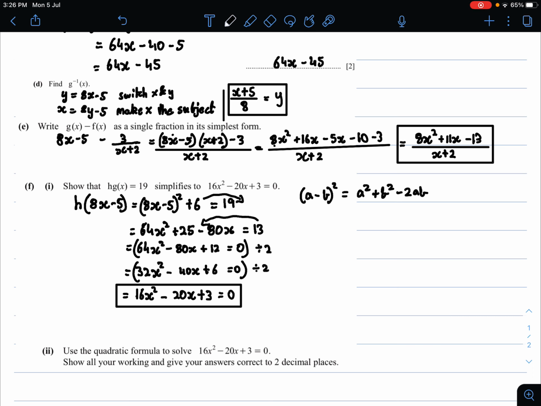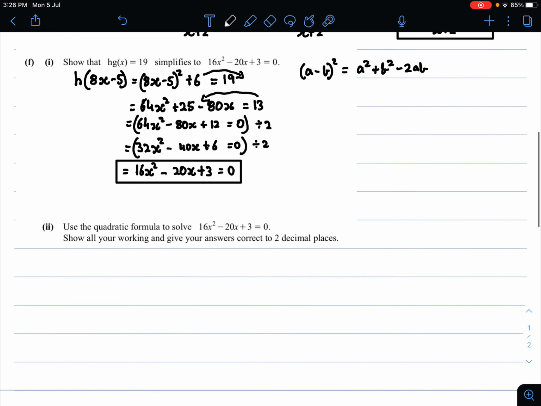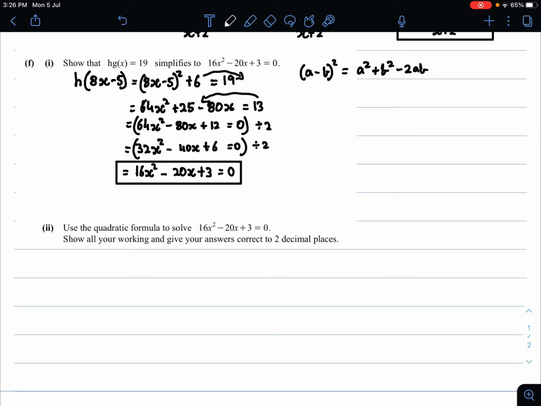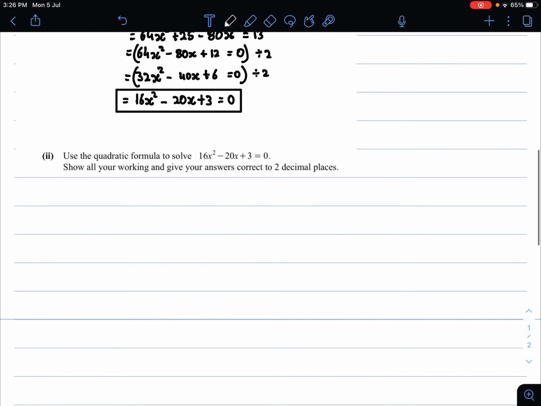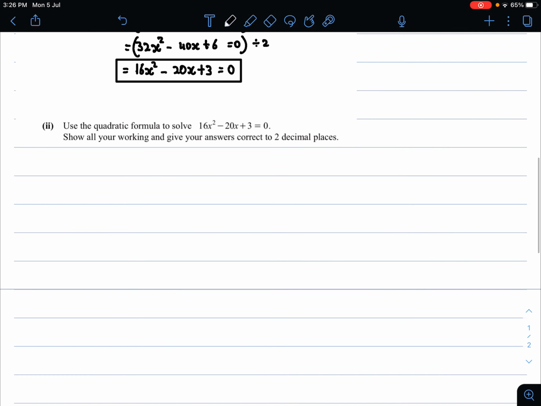Now, let's move on to part F2. Use the quadratic formula to solve the equation. Show all your working and give your answers correct to 2 decimal places. Okay, so we know the quadratic formula is x is equal to minus b plus or minus root b square minus 4ac, whole thing divided by 2a. So we can solve this now.